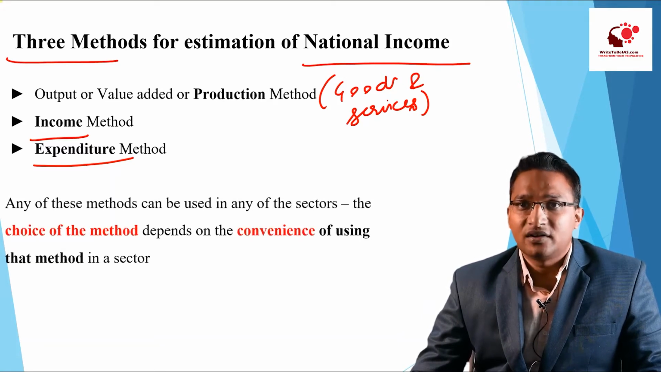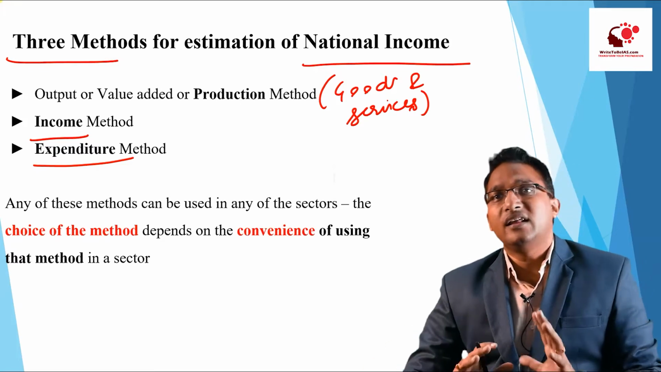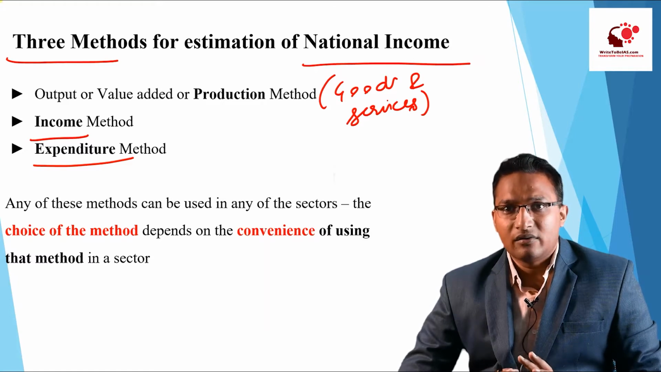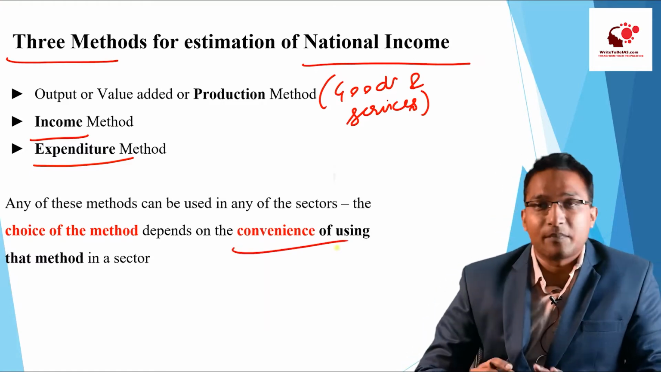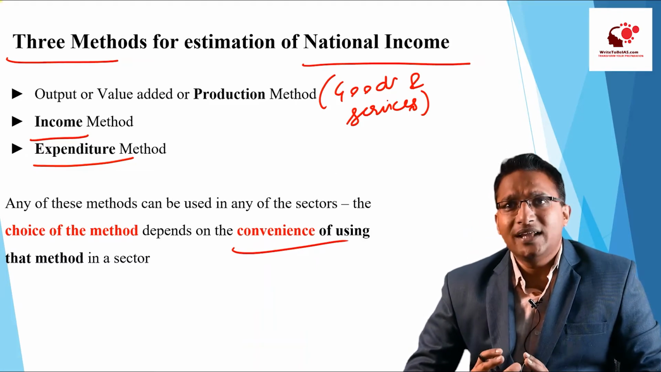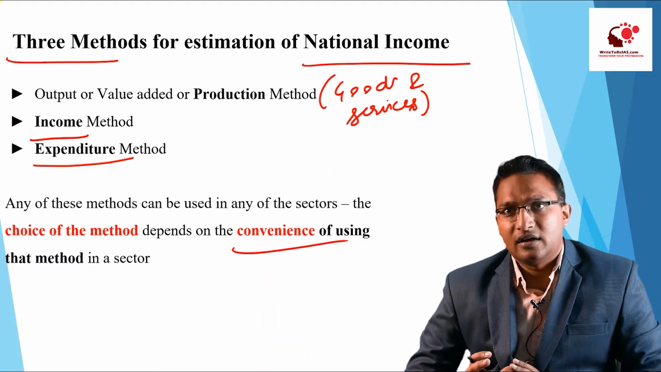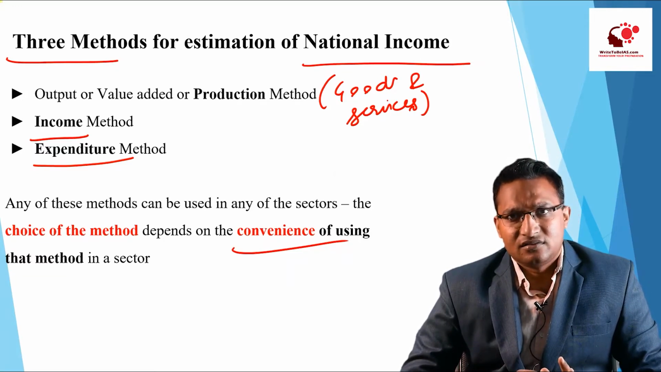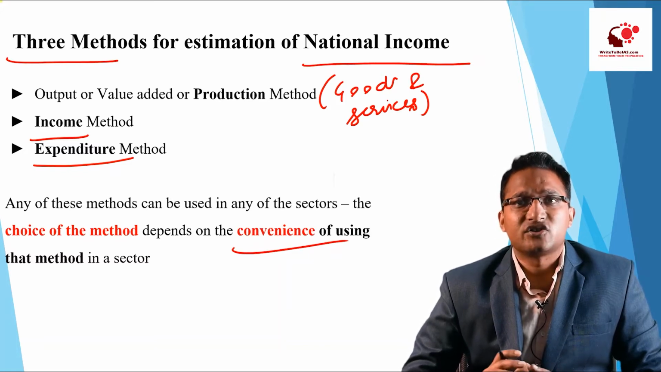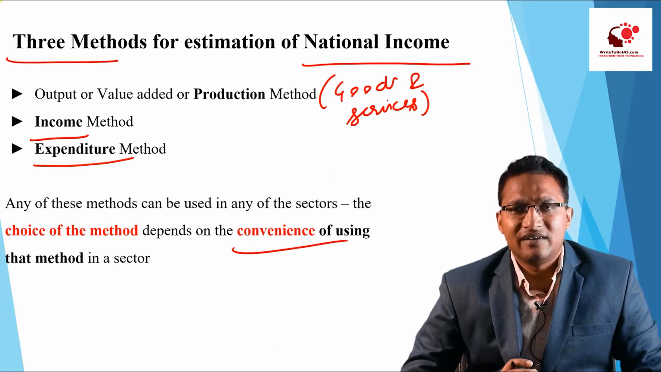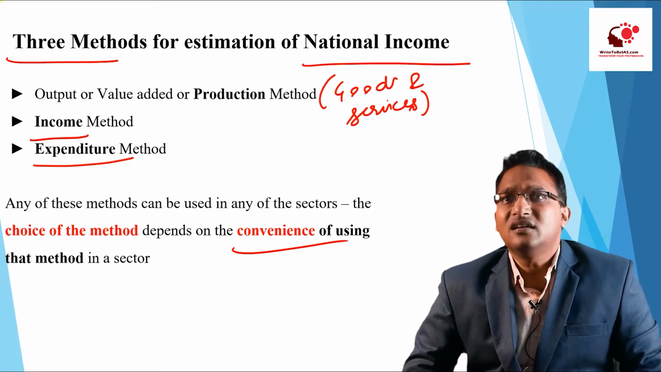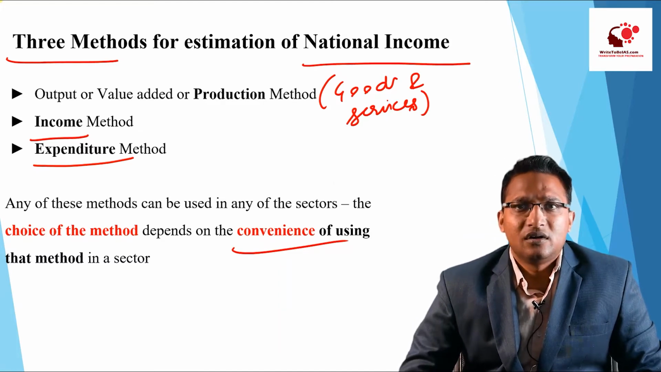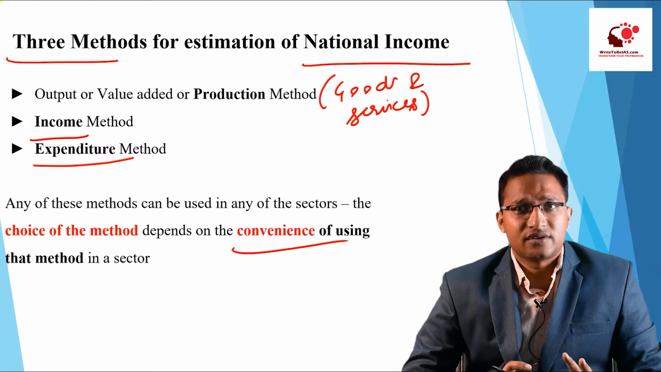So we can use any of these methods, however the choice will depend upon the convenience. So for example, if we can calculate the expenditure in the agriculture sector, then the expenditure method is relevant for the agriculture sector. If we can calculate the income of the tertiary sector, then the income method is relevant for the tertiary sector. In the tertiary sector, it may not be possible to calculate the value added or output. I'm not saying that, I'm just giving you different scenarios, right?